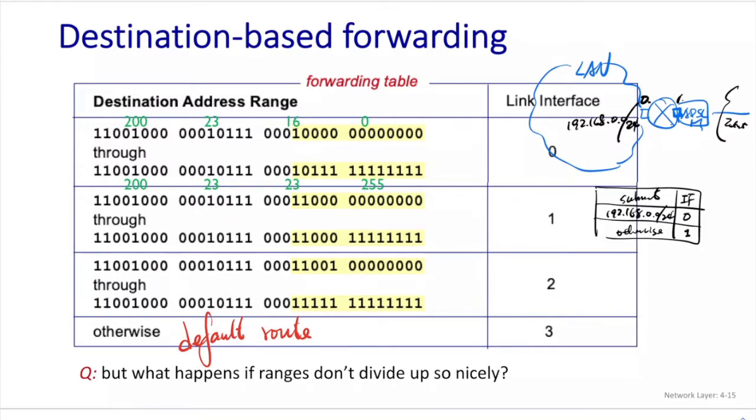But if your destination address does not fall into any of the first 3 destination address ranges, then we have another rule called otherwise, or the default route. That means your packet should be forwarded to link interface number 3. So that's very simple. You simply take a look at the destination IP address and check it against the forwarding table to see if it falls into certain ranges.